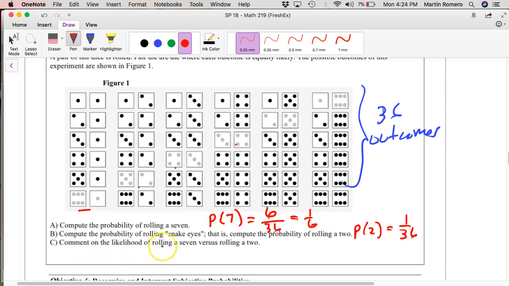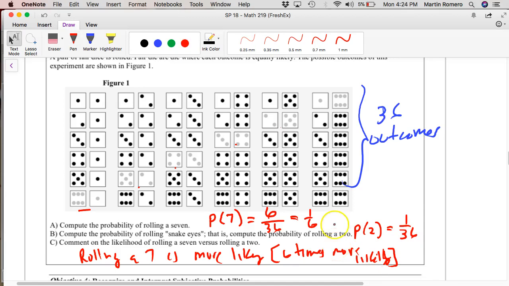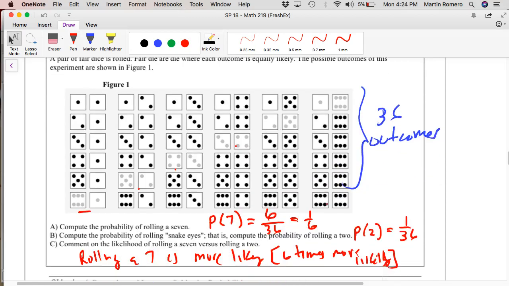And then what's the likelihood of rolling a 7 versus rolling a 2? So we have this one, and what's rolling a 2? You can see the difference. Rolling a 7 is more likely, and exactly, we can say it's 6 times more likely to happen. So that's one way we look at this: the classical approach to probabilities. You count the number of ways something can happen.